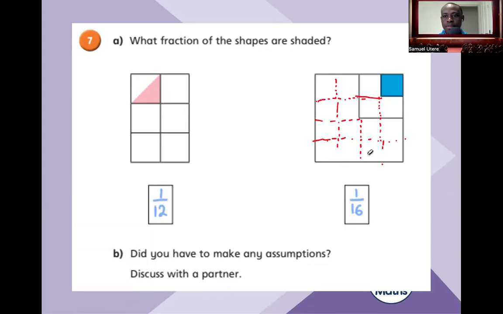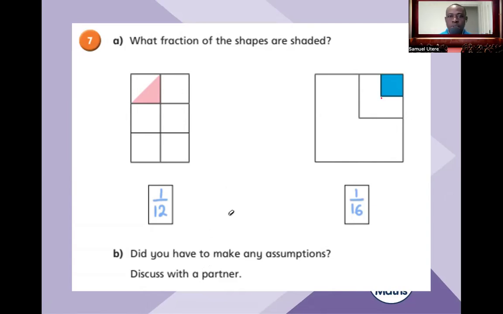Let's rub that off really quick. And then the next one is 1/12. All right, so we have 6 squares, of which one of the squares is split into a half. If we split every other square into a half, it means we have turned the 6 squares into 12 equal pieces. So one of that is shaded. So we have 1/12.